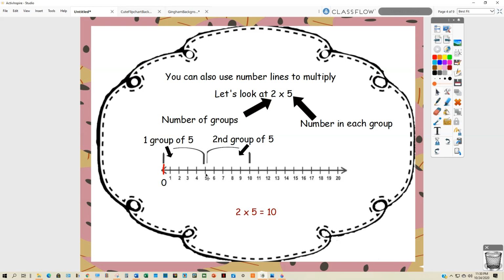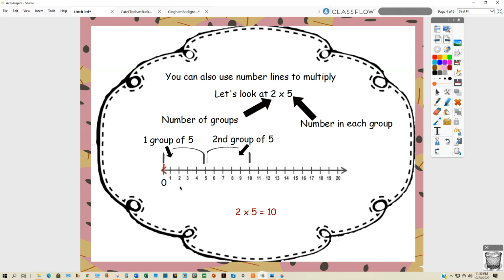That one is easy to do. I don't have to count. I just land at this number right here. The second group, I'm going to move ahead 5. So 1, 2, 3, 4, 5. That is where I land my second jump. Since I only have 2 groups, 2 jumps, that tells me the product of this multiplication problem. 2 times 5 equals 10.